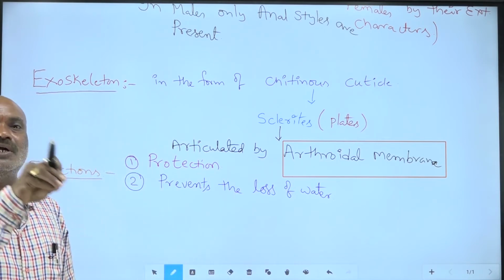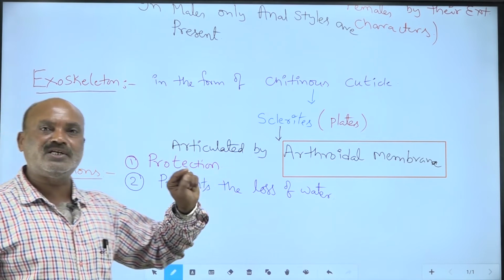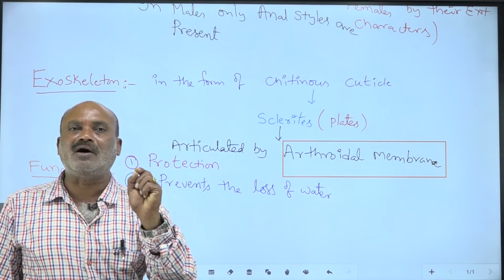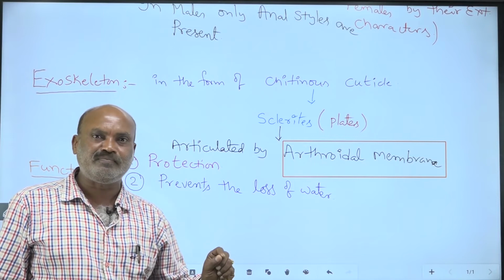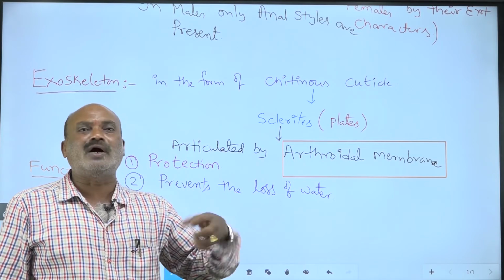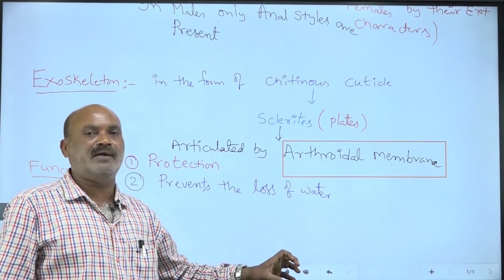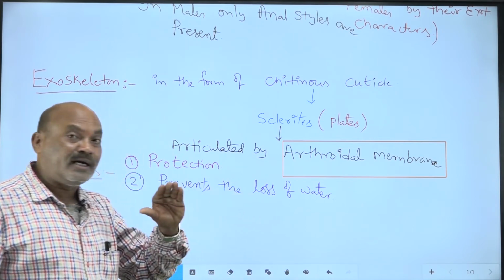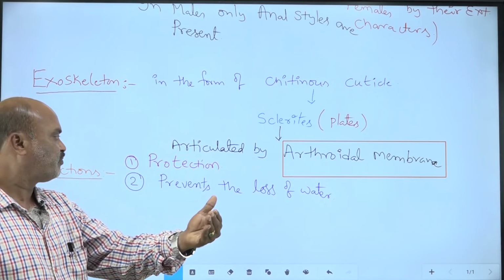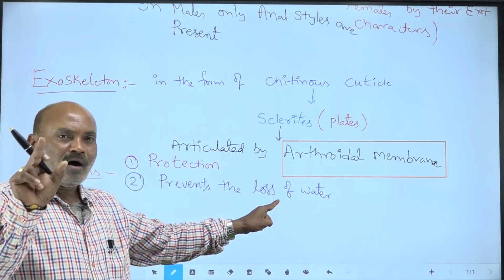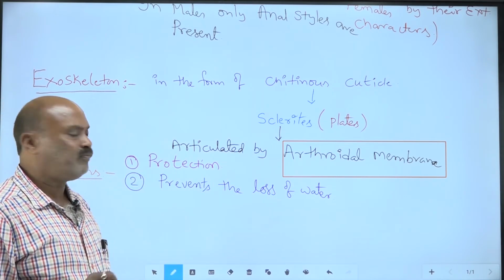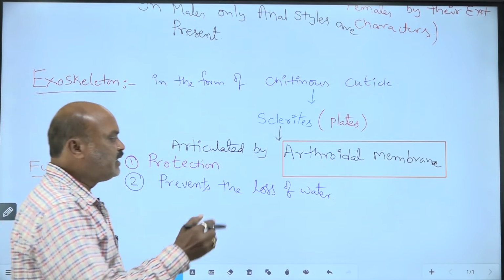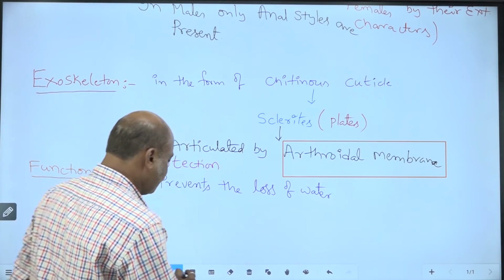So by the oxidation of food, a little bit of water is formed. That little bit of water is carefully preserved, conserved. So in that method of conservation, in the exoskeleton, one of the layers is epicuticle.